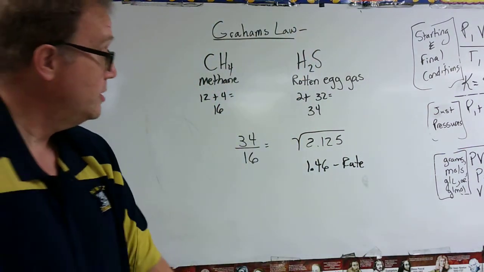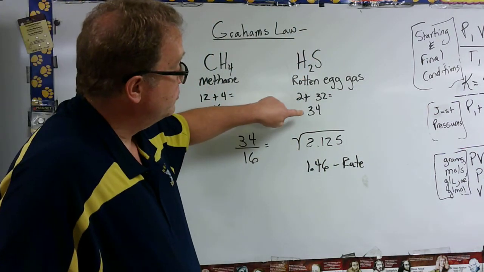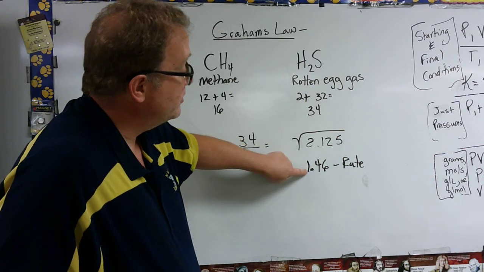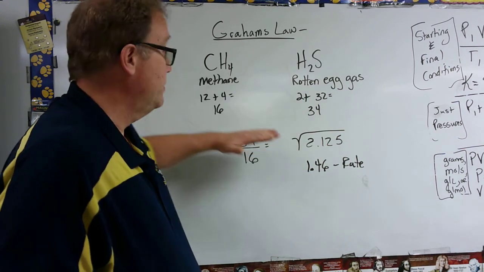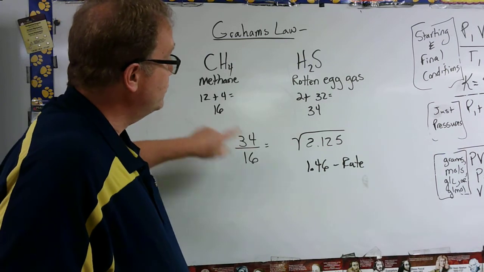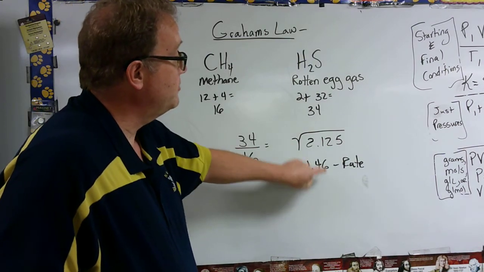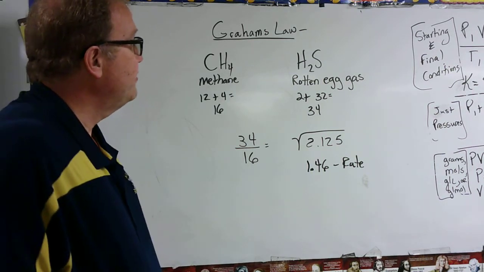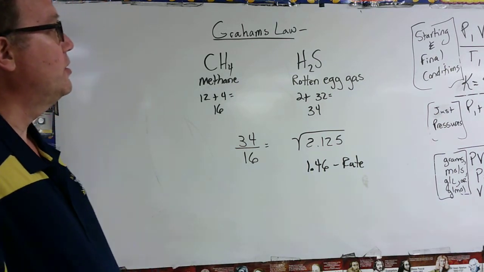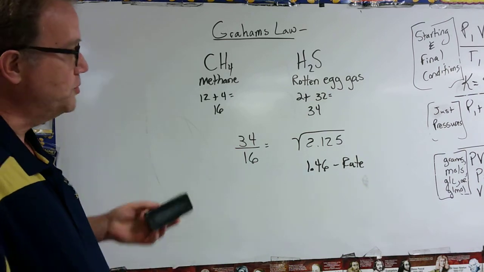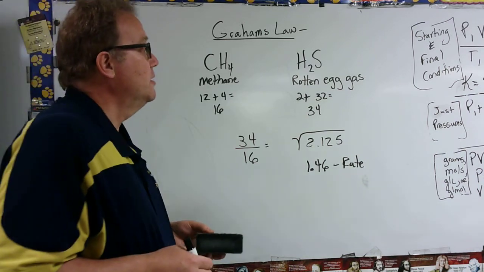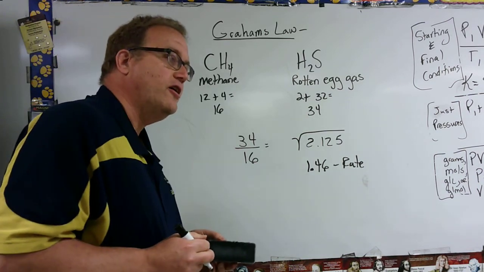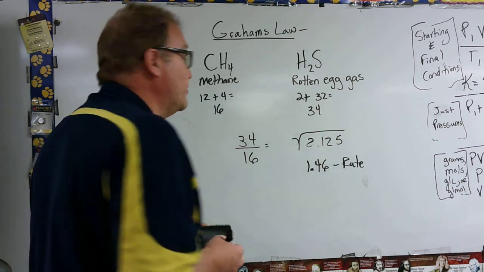And we can do our comparison now. This one's going to move 1.46 times slower than this one. And this one's going to move 1.46 times faster than this one. So that is an introduction into something called Graham's Law. This is pretty much all it is. It is one of the additional gas laws because we are comparing rates and how fast they move.